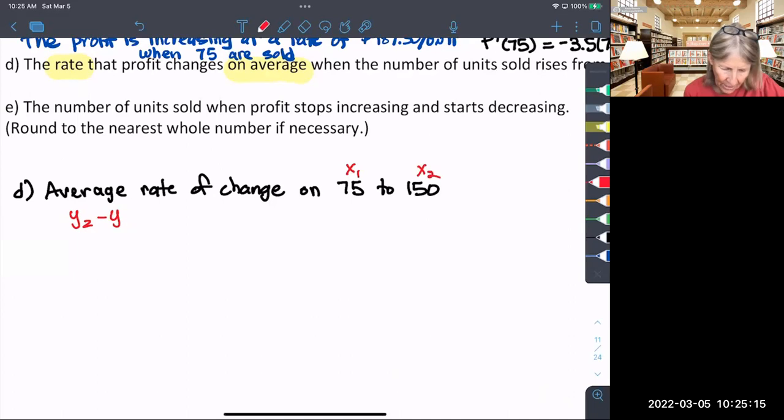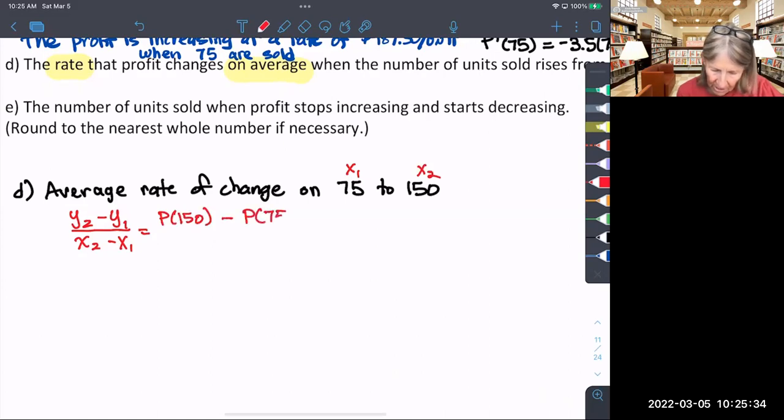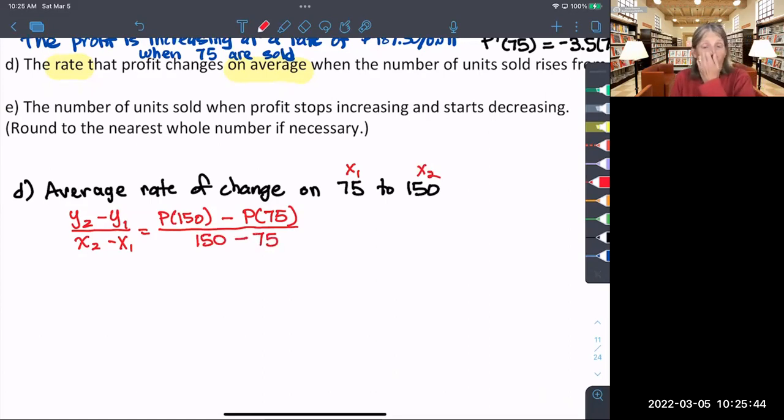So you're going to have to find the y values that go with these x values. And I say y values, they're really p values, they're really profit values, right? So what you have to do is get the profit at 150, subtract from that the profit at 75, which I think I already got, and divide that by 150 minus 75. Okay. Now we already did the profit at 75. That was actually the answer to part A. So we just need to get the profit at 150, plug 150 into the profit function.